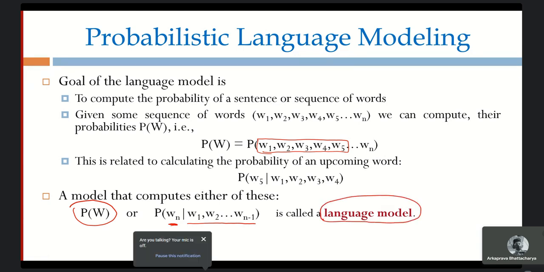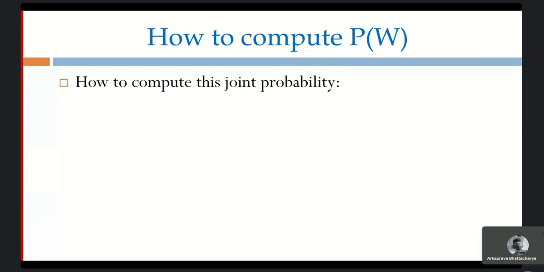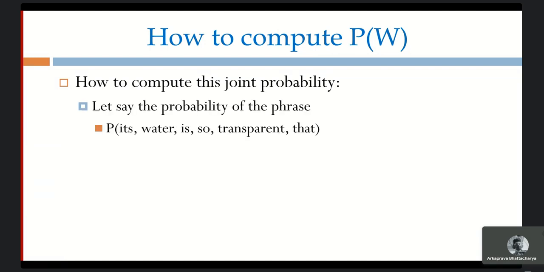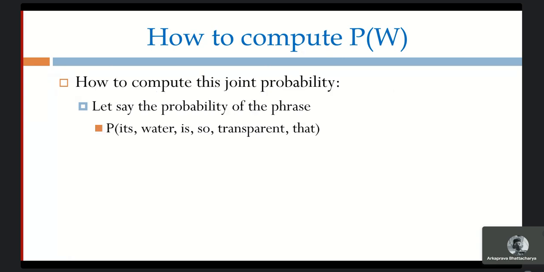Till now I was talking about the probabilities which are being assigned to the words. So this is what we call a language model. We call it a grammar, but language models are also called LMs. So how do you compute this joint probability? Let's say the probability of the phrase "its water is so transparent that", how can I go about calculating the probability of this word sequence?